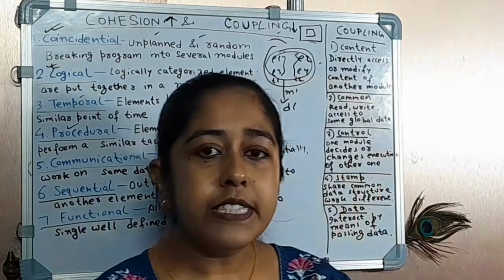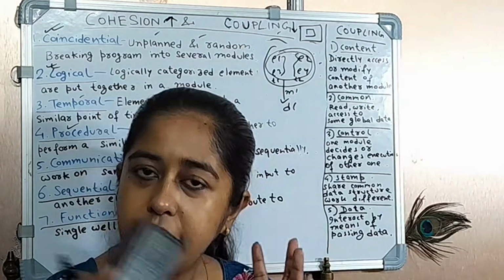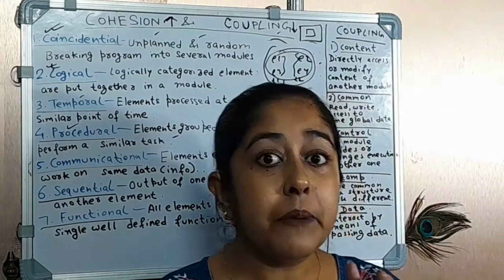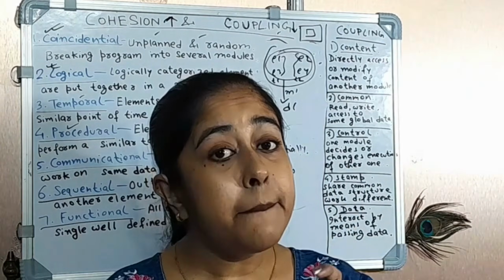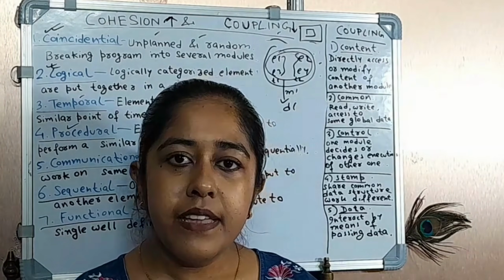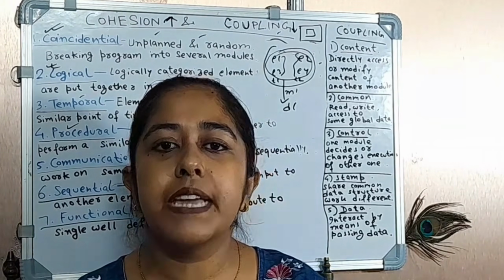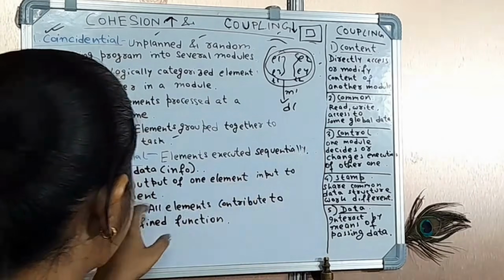Clear? If they are doing the same task, then that is our procedural cohesion. But here maybe the tasks are different. Maybe they are doing different tasks, but they are working on the same data. Someone is inserting the data, someone is deleting the data, but working on the same type of data. That is our communicational cohesion.